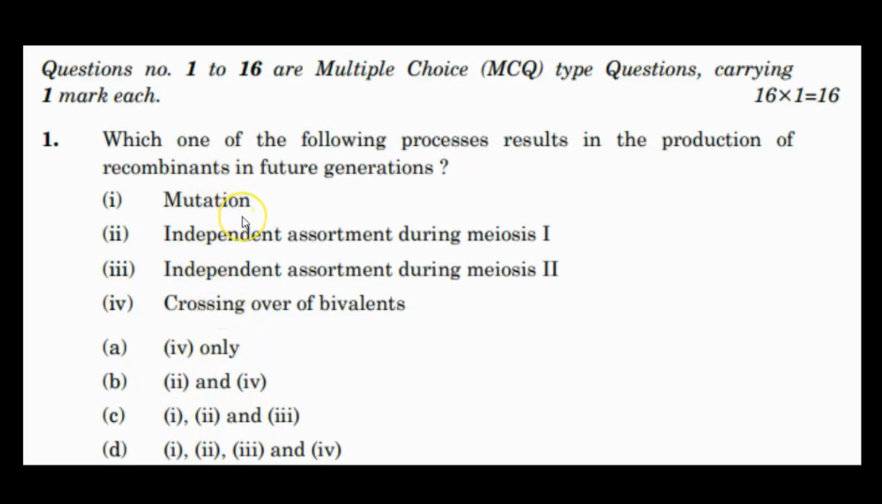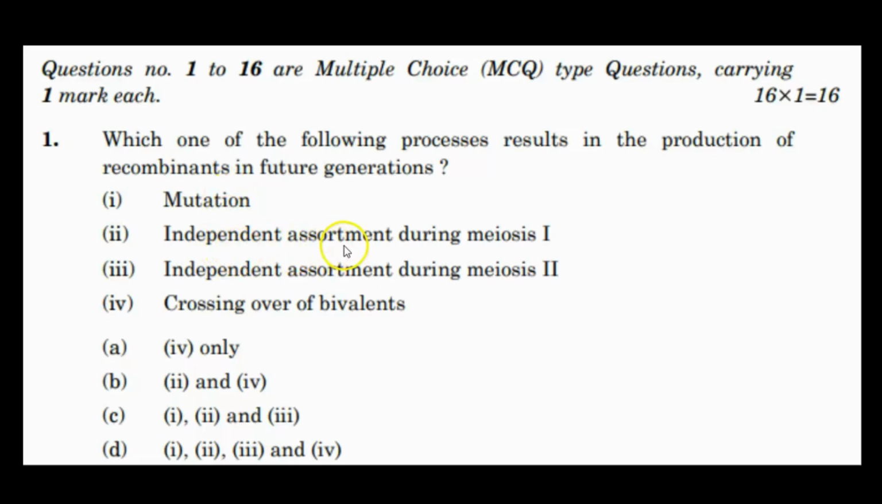Mutation is actually a change in genetic composition, or it creates variation. It does not create any kind of recombination. It's just the change, not the mixing. Recombination simply means mixing. Variation simply means change. So mutation just creates change, not mixing.